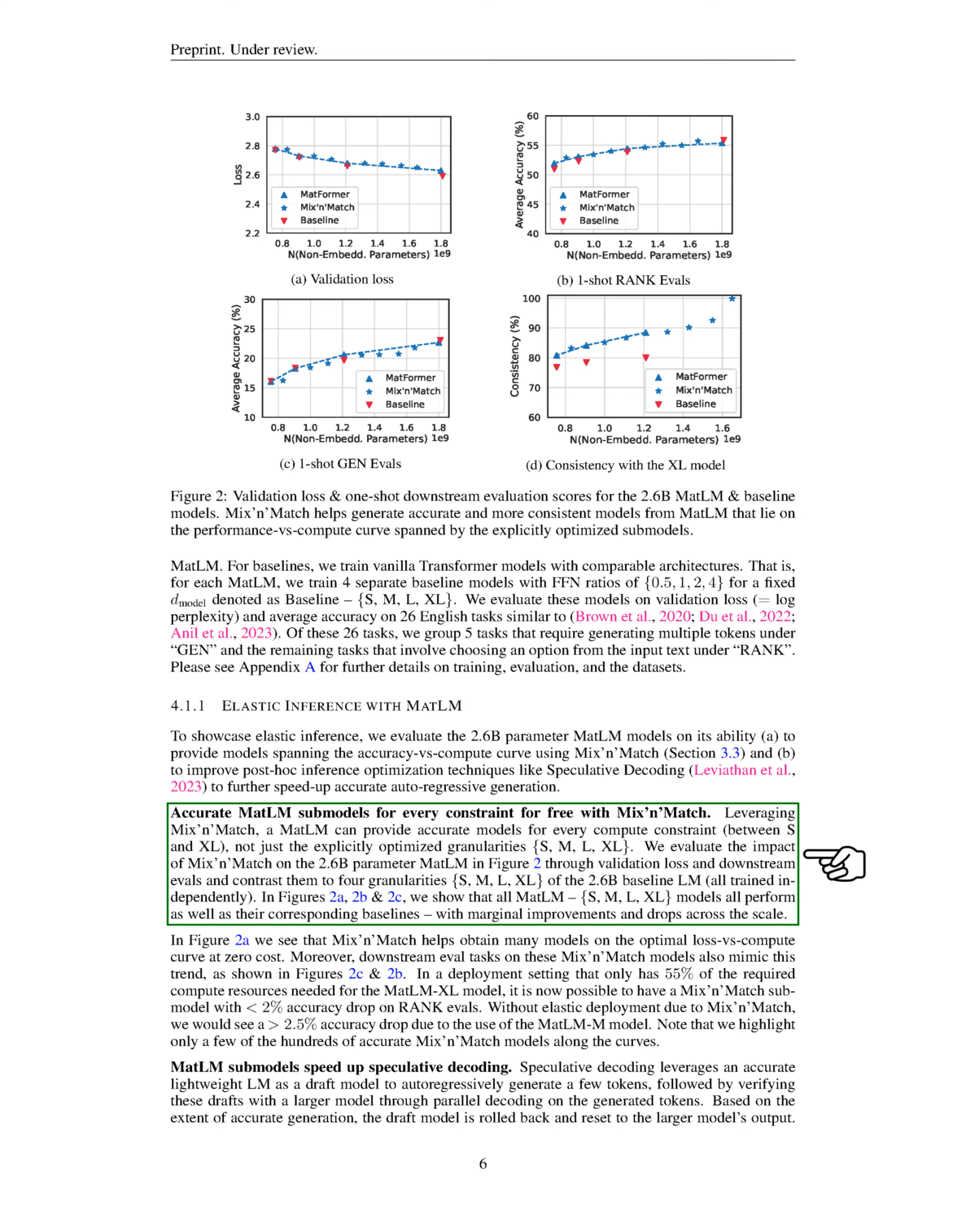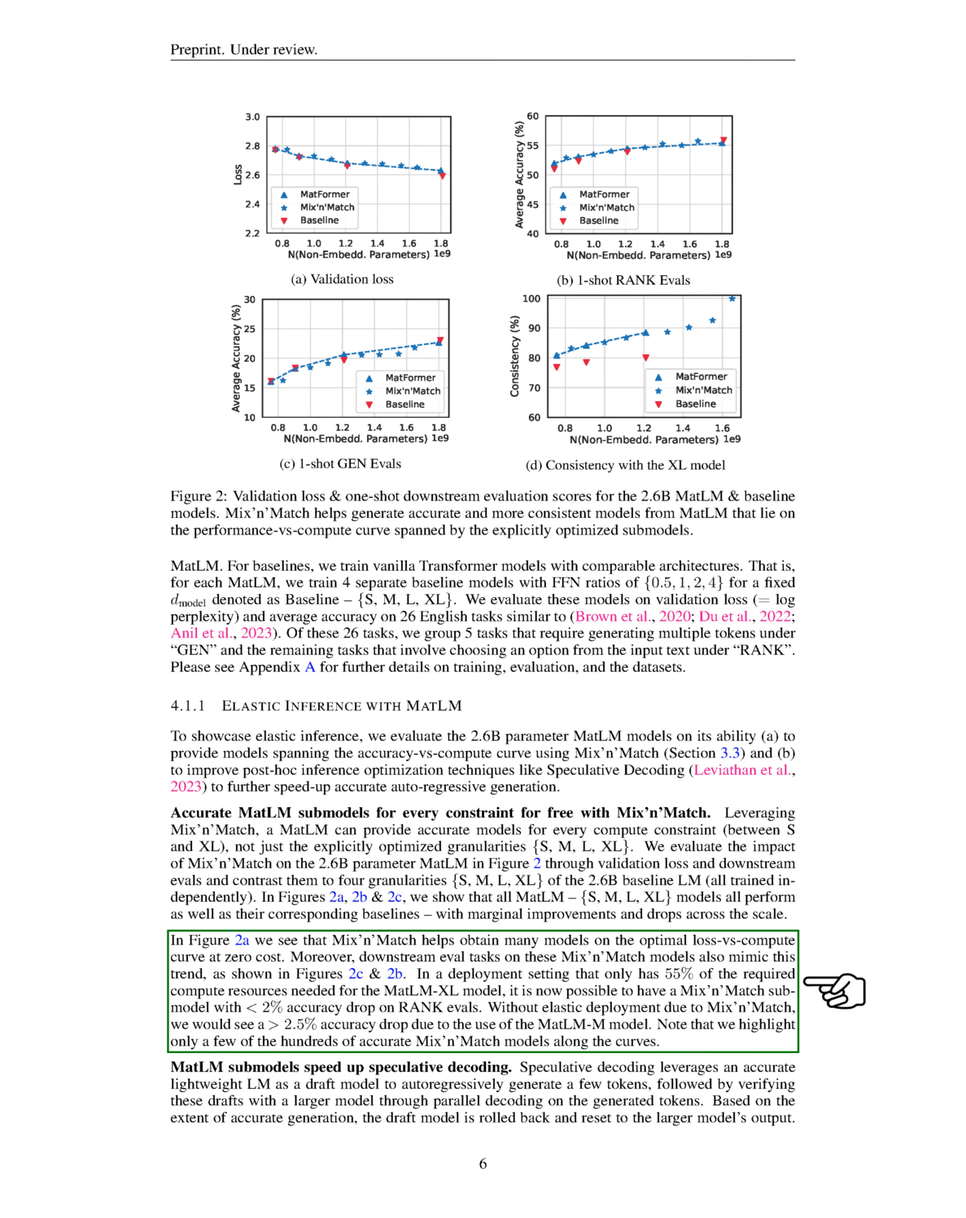Using mix and match, a MatLM can provide accurate models for every compute constraint, not just the explicitly optimized granularities. We've evaluated the impact of mix and match on the 2.6 billion parameter MatLM and compared them to 4 granularities of the 2.6 billion baseline language model. All MatLM models perform as well as their corresponding baselines, with minor improvements and drops across the scale. Mix and match helps obtain many models on the optimal loss vs compute curve at zero cost. Moreover, downstream evaluation tasks on these mix and match models also mimic this trend.